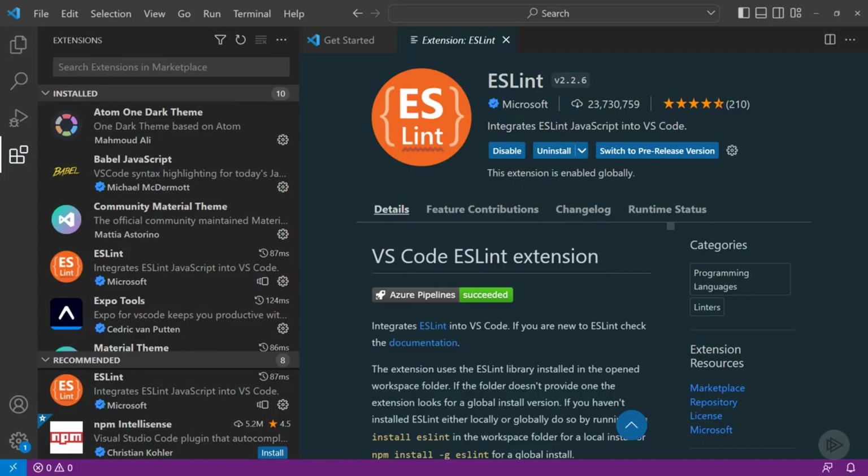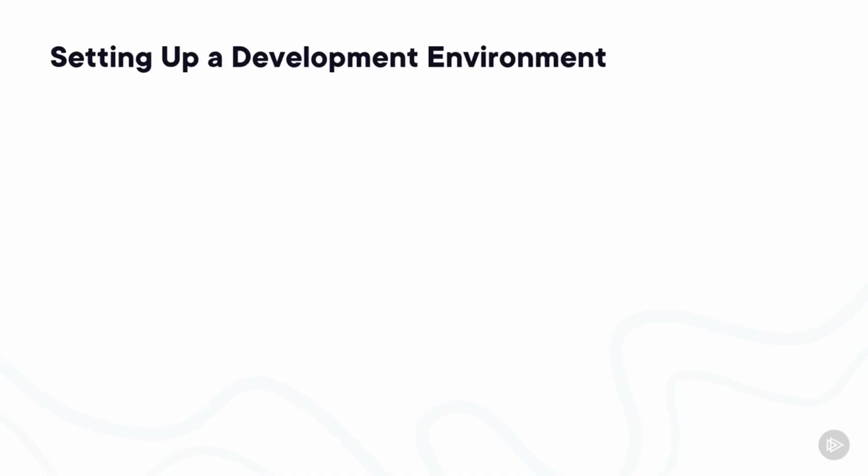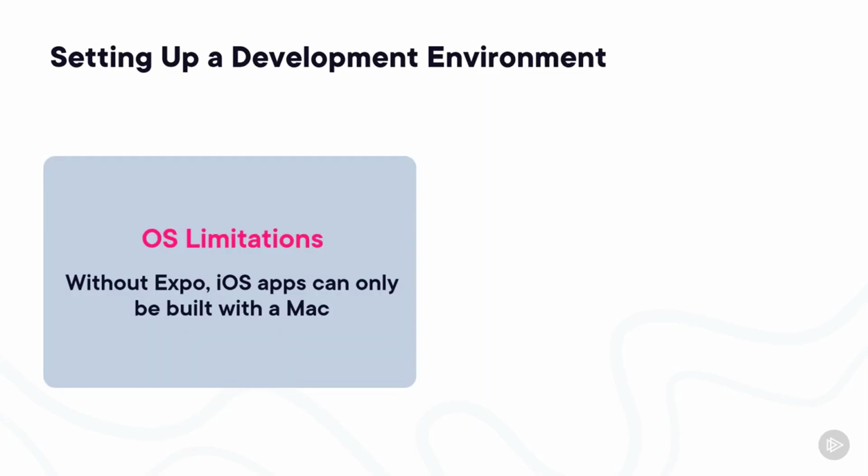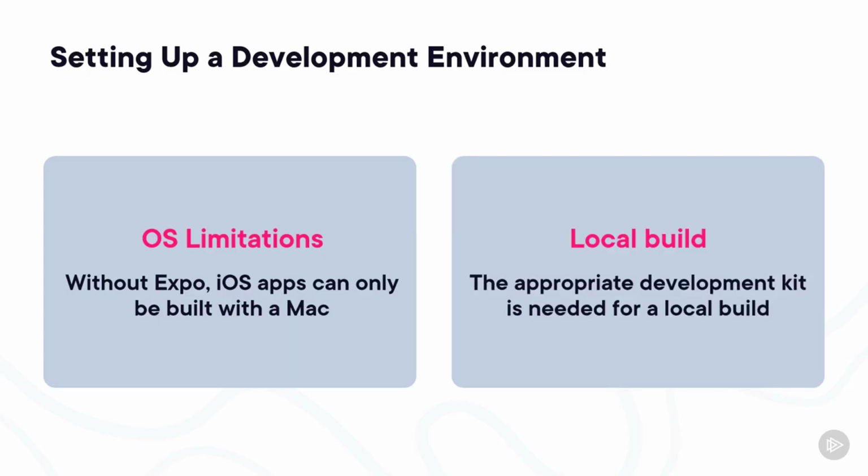Once you have your editor configured, we are ready to set up our development environment, which we will do in the next clip. React Native allows you to create apps for iOS and Android from the same codebase. Since we are not using Expo, we can only build an app for iOS if we have a Mac. To build an app locally for iOS or Android, we will first need to install the appropriate development kit.